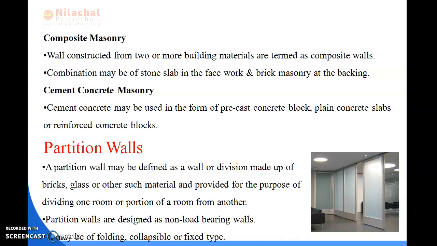And next one, that is the cement concrete masonry. The cement concrete may be used in the form of precast concrete blocks, plain concrete slabs or reinforced concrete blocks.